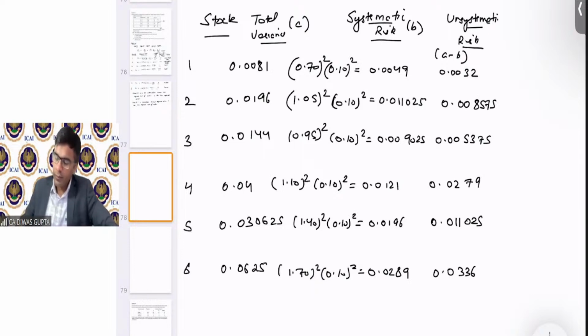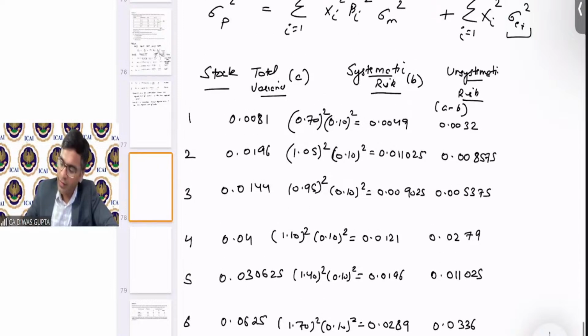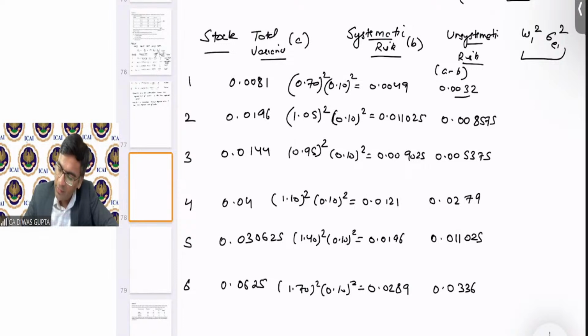Okay. I hope we are... sorry. No, Tanisha, we have not considered the weights of securities till now. Sorry. Now we will consider the weights of securities. Weight square into residual variance. Okay. So residual variance is already here. So in this, we will multiply by 1 by 6 into 1 by 6, two times, right? Because we will have to do a weight square here.